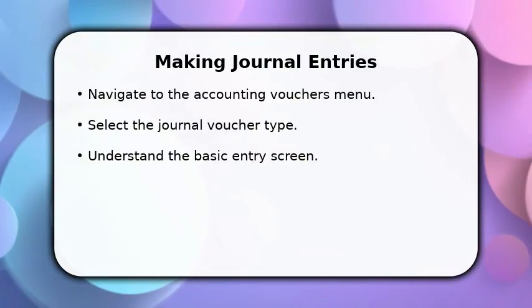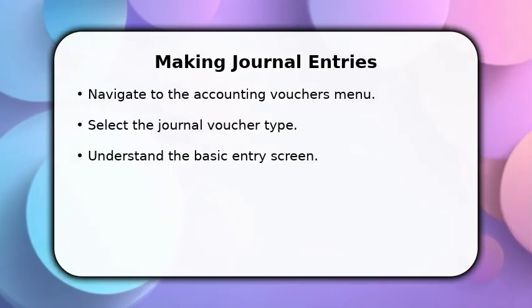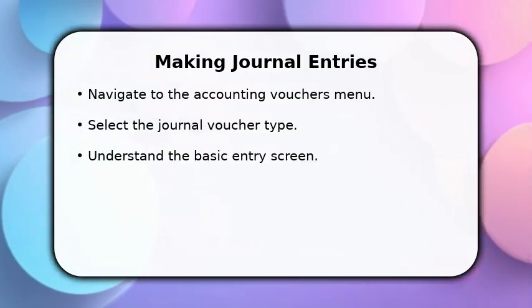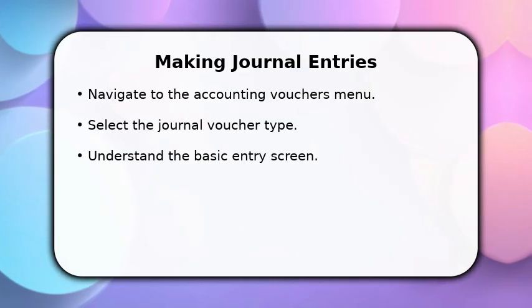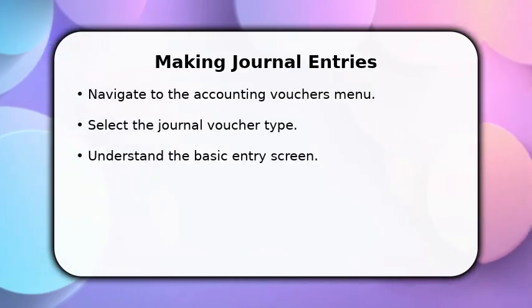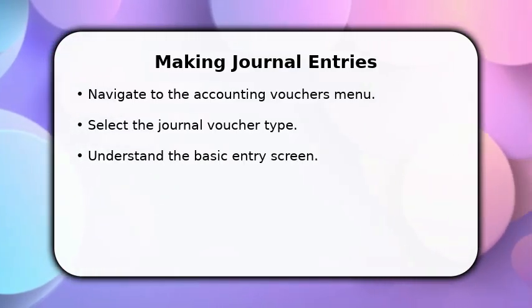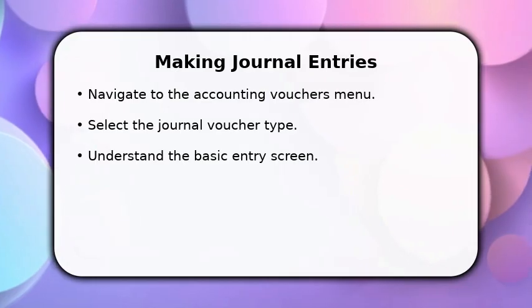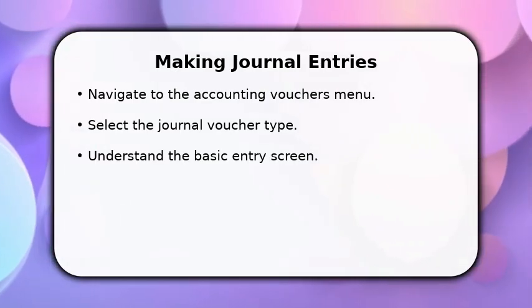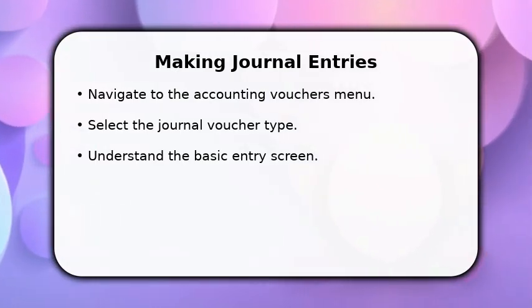In this video, I will show how to make journal entries in Tally ERP 9. First, from the gateway of Tally, select Accounting Vouchers. Then, choose F7 for Journal from the button bar on the right. This opens the Journal Voucher entry screen, where you will record your transactions.